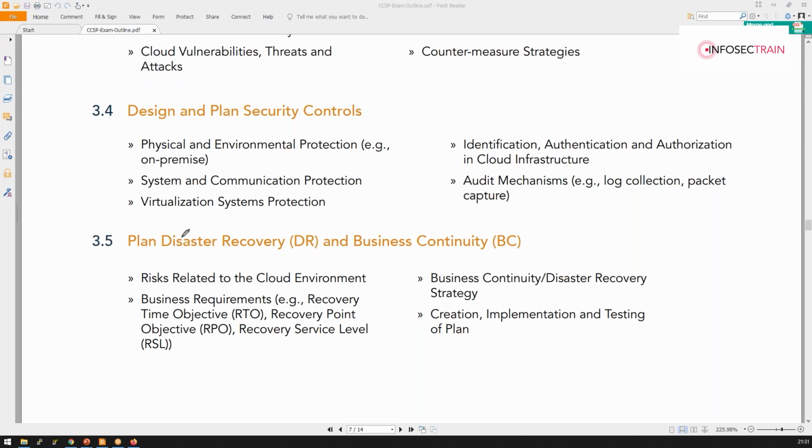In the same way, I have to understand the various business continuity and disaster recovery factors and various risks in the cloud platform, the business requirements like RTO, RPO, etc., and all these plans. Okay, that's it.